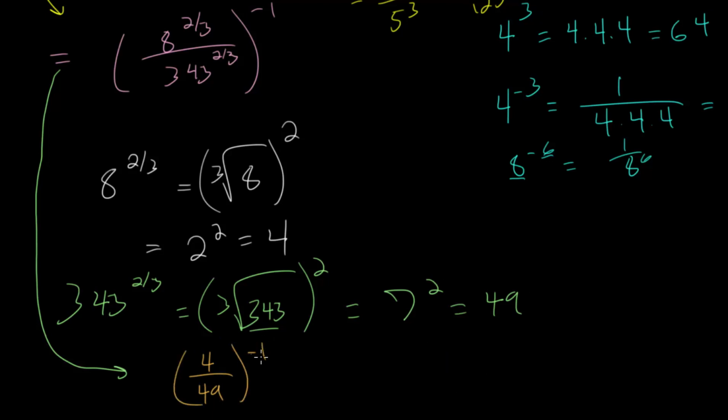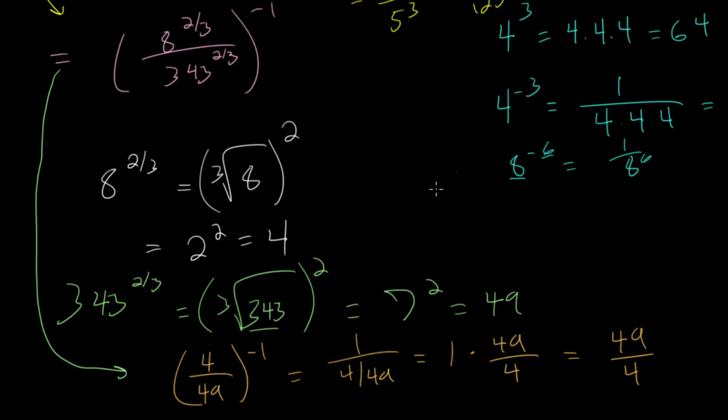Now remember, the negative exponent is just repeated division. So we will be dividing by this number 1 time. So we have 1 over 4 over 49. And remember, when you're dividing by a fraction, it's the same as multiplying by that fraction flipped over, or multiplying by its reciprocal. So our final answer is 49 over 4.